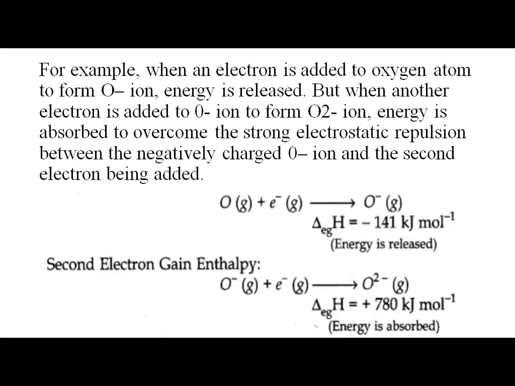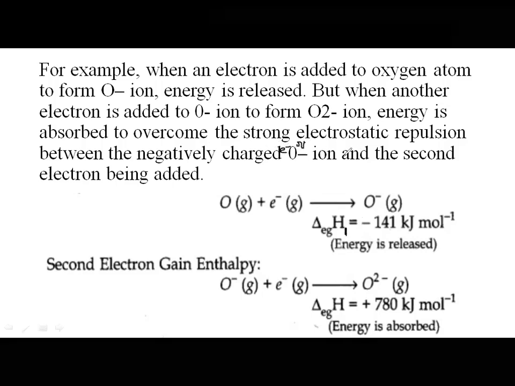So you can see there, the oxygen neutral atom is there. You are adding an electron. It becomes O minus. I will represent this as delta H Eg1. Negatively charged O minus ions and the second electron being added. So Eg1 is minus 141 kilojoules per mole. That means, minus sign means what? Released. So much energy is released when one mole of electrons are added to one mole of oxygen atoms to make one mole of O minus ions.